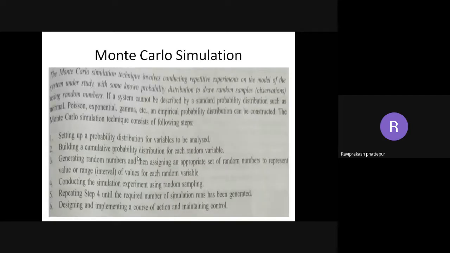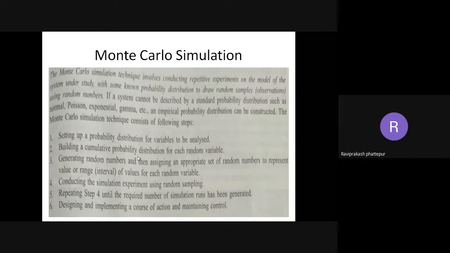Then we are coming to Monte Carlo simulation. I just told you in the beginning itself, there is a simulation called the Monte Carlo simulation. So we'll see what is Monte Carlo simulation. It's a technique that involves conducting repetitive experiments on the model of the system under study. Okay, repetitive experiments. So basic simulation they are telling you. So there is a model which you have already made, or a system of model you have already made, where we are conducting repetitive experiments with some known probability distribution. Here probability is important. It's a probabilistic function.